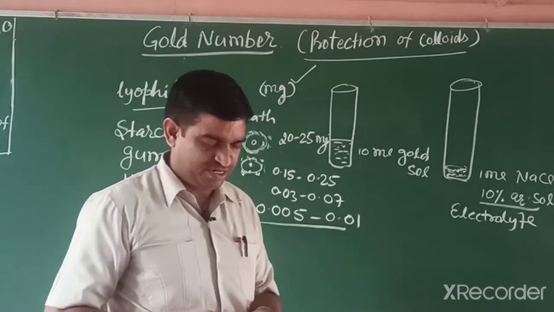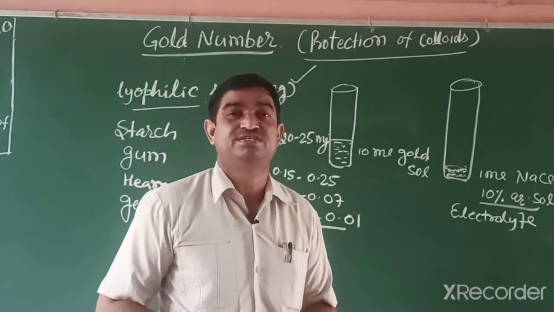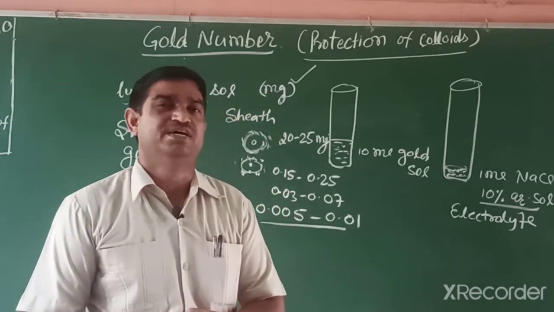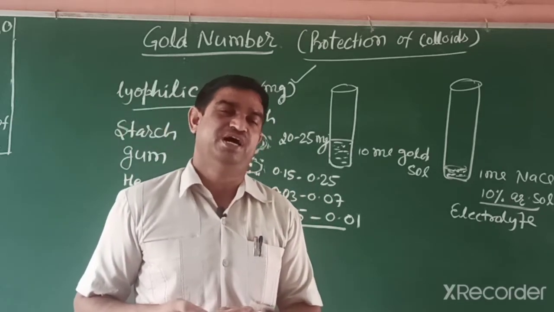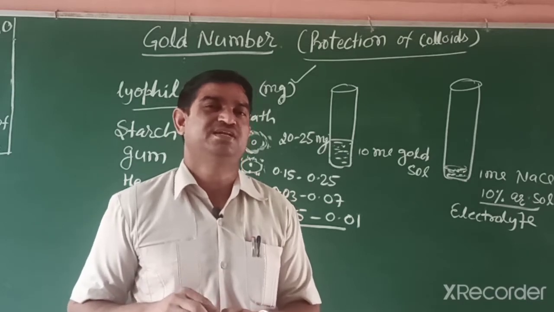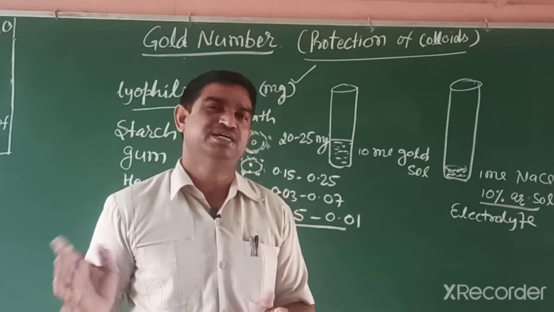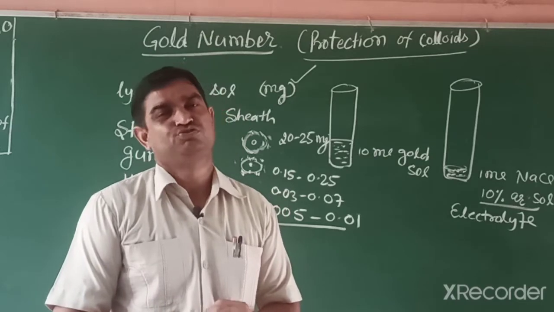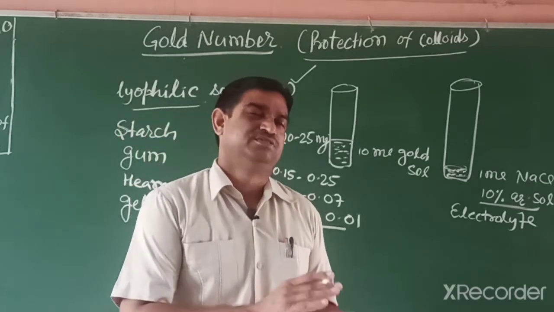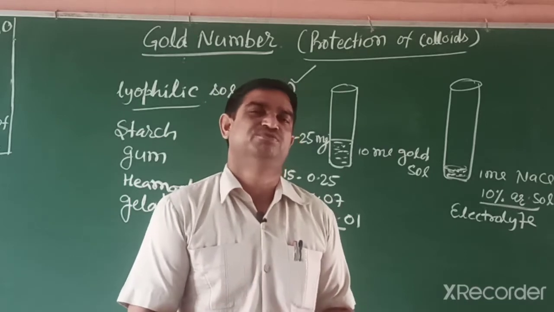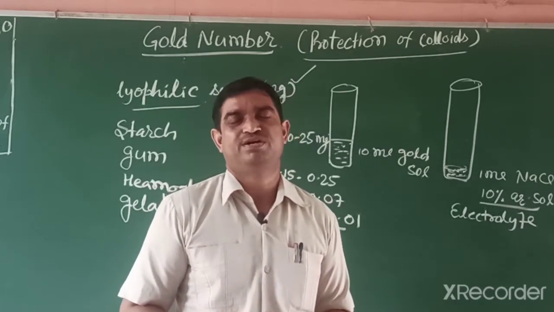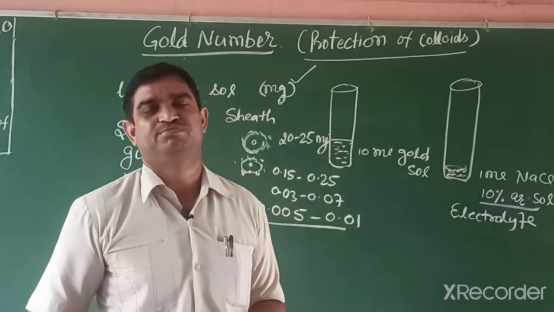Sometimes it is asked in practicals: what is the gold number? Again I explain: the minimum amount of a lyophilic sol in milligram to protect 10 ml gold sol by adding 1 ml sodium chloride 10% aqueous solution. That amount in milligram is known as the gold number. The lower the value, the more the protecting power. The higher the value, the lesser the protecting power.